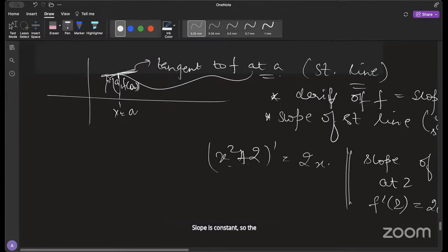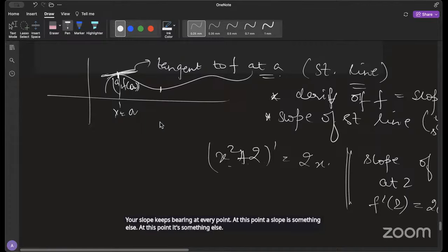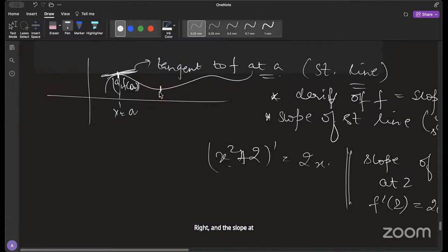So the slope of this line is constant, but the slope of this function at point A keeps varying at every point. At this point, your slope is something else. At this point, it's something else, right? And the slope at any point is the same as the slope of the tangent at that point. So the slope of this curve f at point A is the same as this tangent line. And the slope of this function at this point, let's call it C, is the same as the tangent at this point. The slope of both this tangent and this curve at C is the same. Is this point clear?